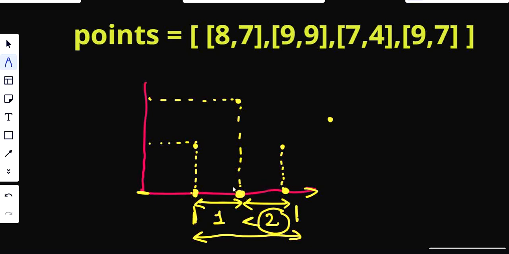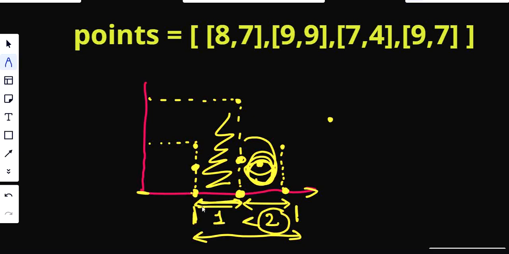and I have to consider that width as valid only if there is no point in between, or if there is a point, then it is present on an edge. But if the point is not present on an edge and it is present in between, then I can't consider this whole area as the vertical area or the widest area. Okay, so these are a few things that we need to keep in mind. So now two things are clear to us: what we can consider as a width and what we can't consider as a width, right?